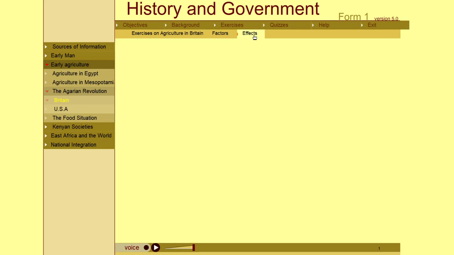Crops like clover, potatoes, beans, maize, and citrus were grown. 4. Other effects included landlessness, unemployment, and migrating to other parts of the world. 5. Improved road networks and transport were other effects of agrarian revolution. And 6. It also contributed to a class of rich people, promoted international trade, and improved standards of living.